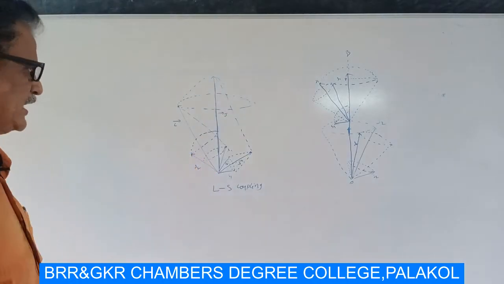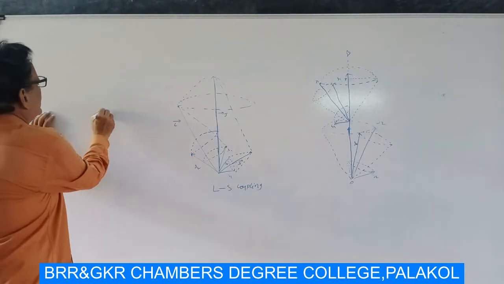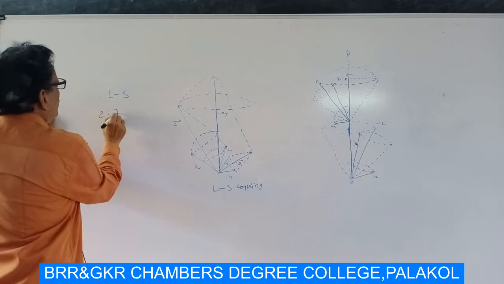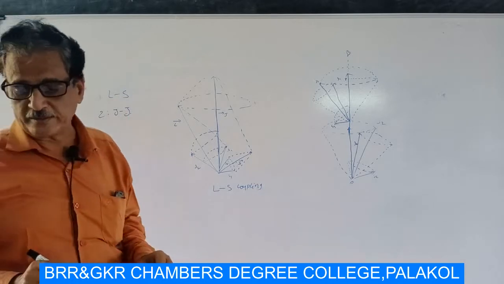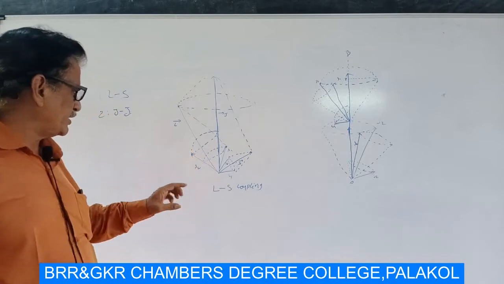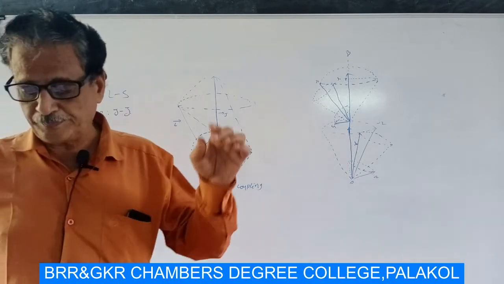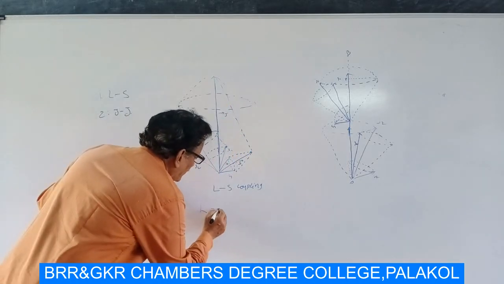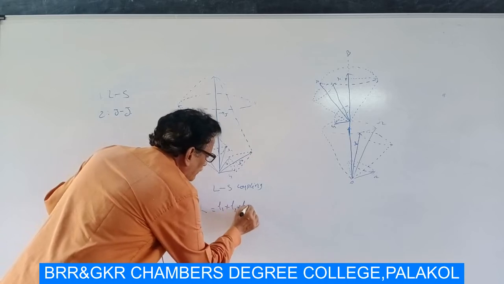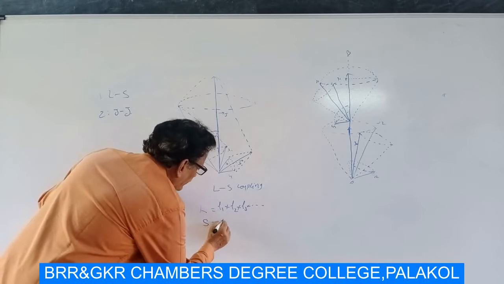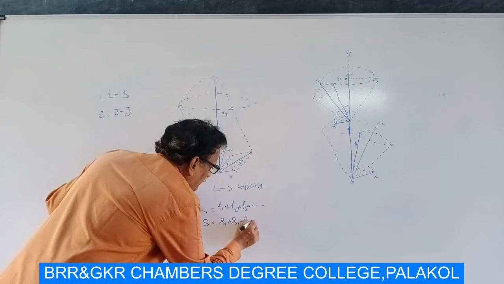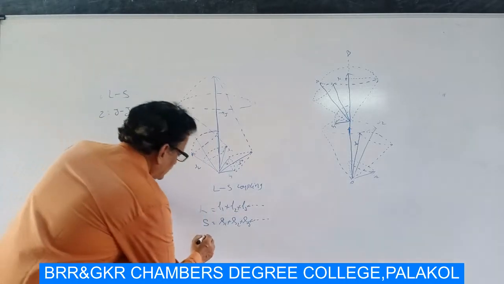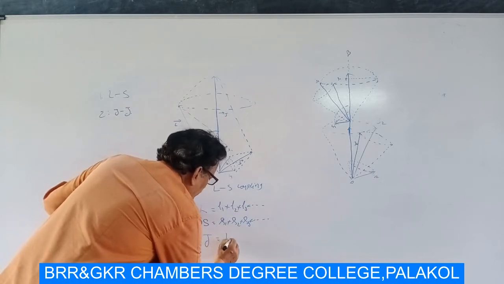One is Russell-Saunders coupling, also called LS coupling, and the second one is JJ coupling. In LS coupling, as represented in this diagram, the resultant of all L vectors is taken as capital L, equal to L1 plus L2 plus L3 and so on, and capital S is equal to S1 plus S2 plus S3 and so on. Then the resultant is given by J equal to L plus S.